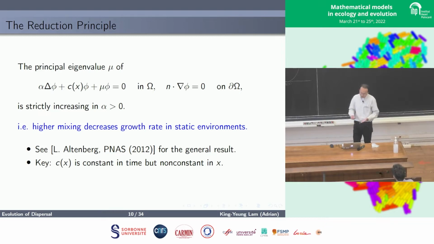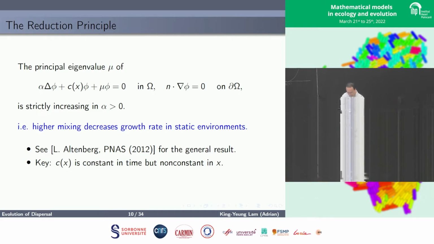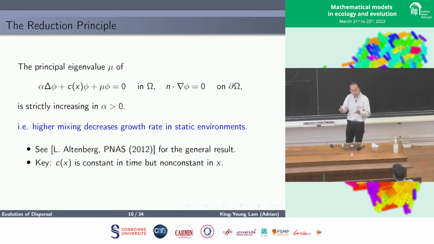Okay, which can be described as, if you have a static environment, given by c of x, the growth rate c of x. If it is independent of time, then in general, higher mixing decreases growth rate. Okay, higher mixing stabilizes the system. So mathematically, if you consider this elliptic eigenvalue problem, with everything independent of time, then increasing alpha increases the principal eigenvalue mu, if you write the eigenvalue in this way.